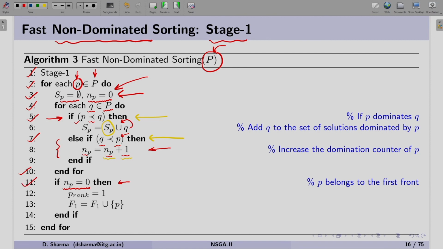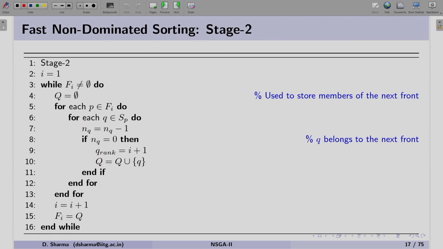So at step 11, if we are looking for any member with NP equals to 0, it means we are looking for the non-dominated solutions. Once we identify them, we will give rank 1 to those solutions and copy them into F1. So F1 will become front 1. So this is stage 1. Now in stage 2, we are not going to perform the non-dominated sorting or any kind of ranking again. So let us see how it is done.